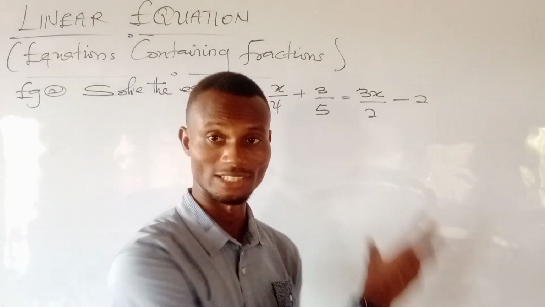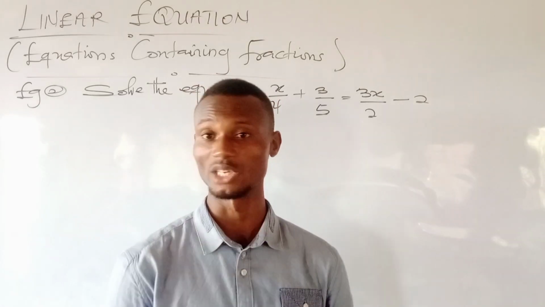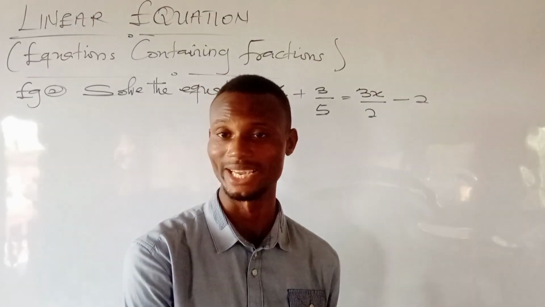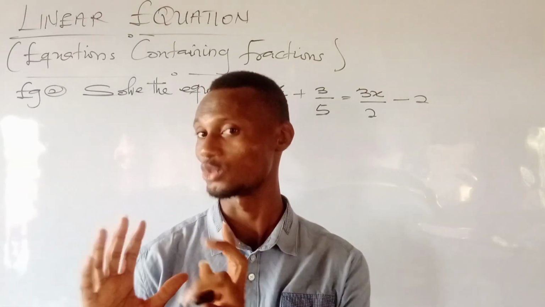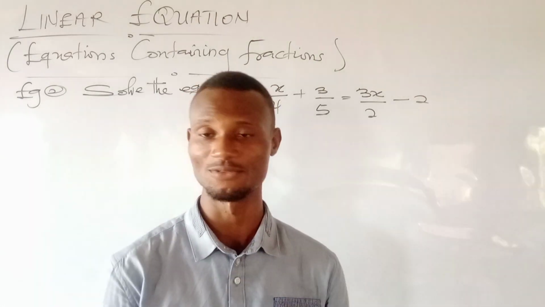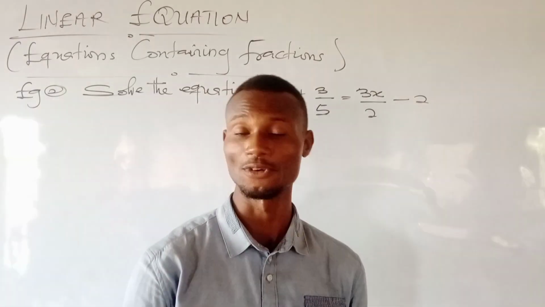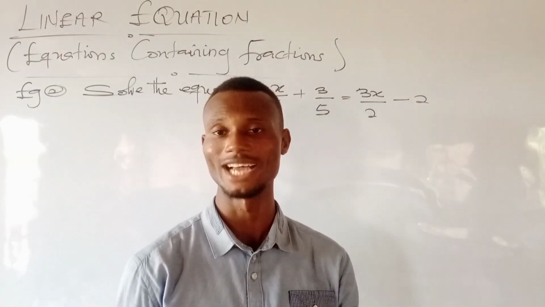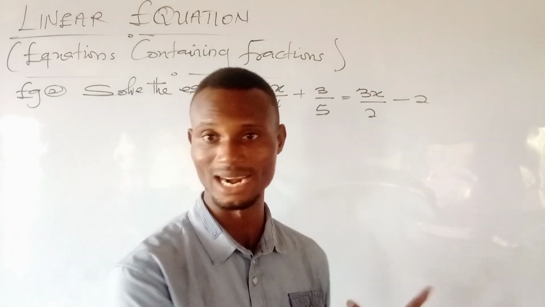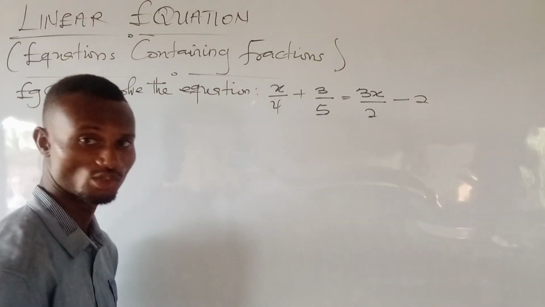As I said, in solving this one, the first thing to do is to multiply through by the LCM. So if you don't know how to find the LCM of numbers, you cannot do this one, and I've already taught you how to find LCM of numbers. Search for that video, we've done a lot of examples on it, and learn about it so that you can apply it here. So let's go ahead and solve this question.